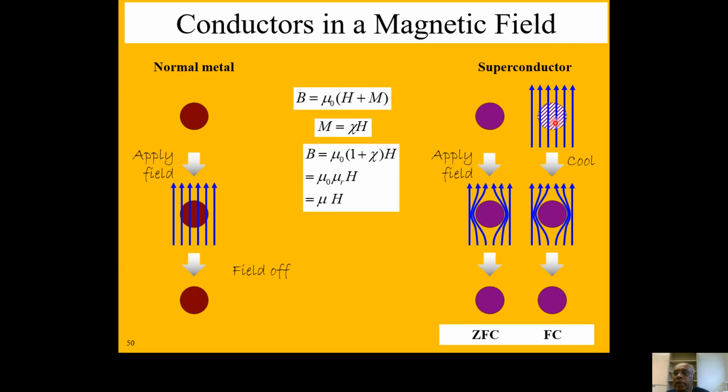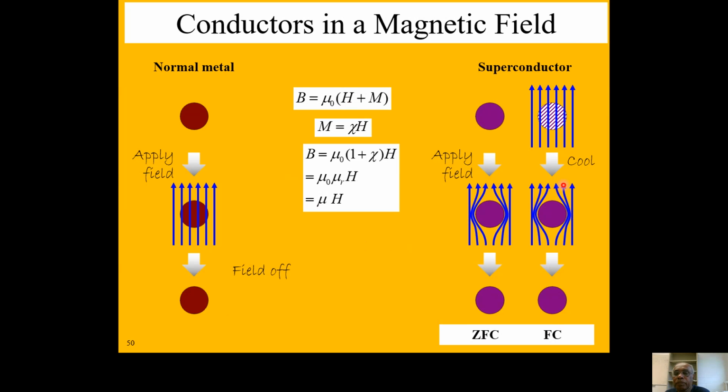So I apply magnetic field. So the magnetic field lines will pass through the normal metal. So now if I cool, what will happen? Still, since now it becomes superconducting, I cool below Tc. So then this magnetic field still, since it is superconductor, it cannot go through the superconductor. So again, Meissner effect. So now if I remove the magnetic field, you don't have any trapped magnetic field.